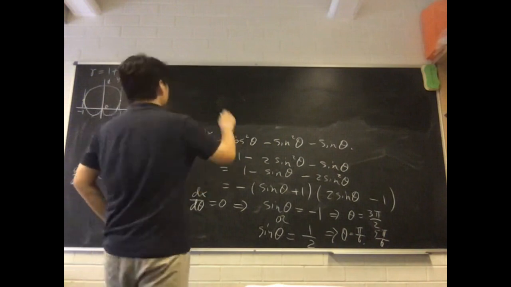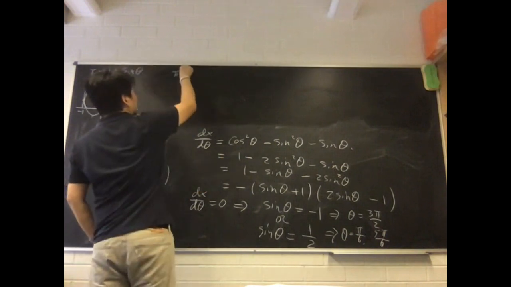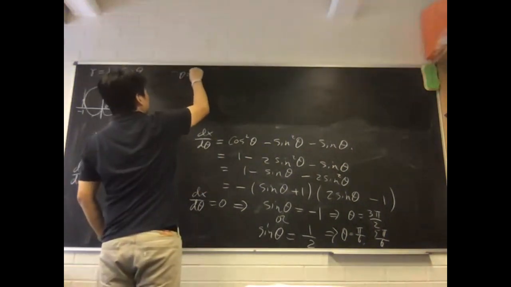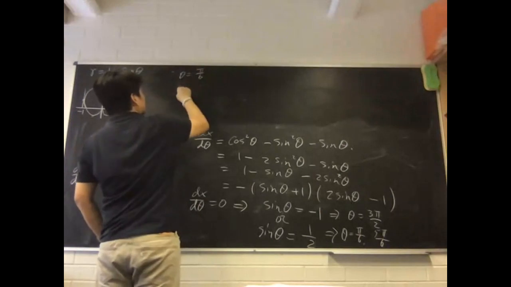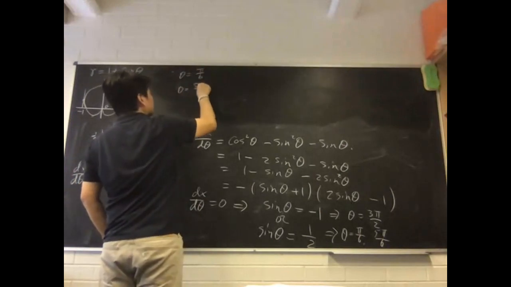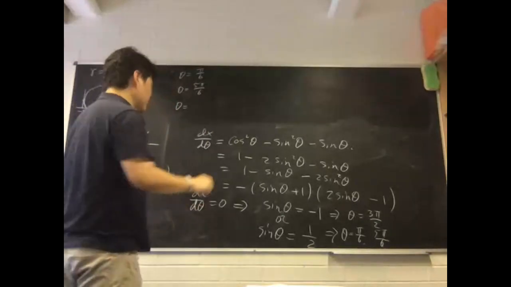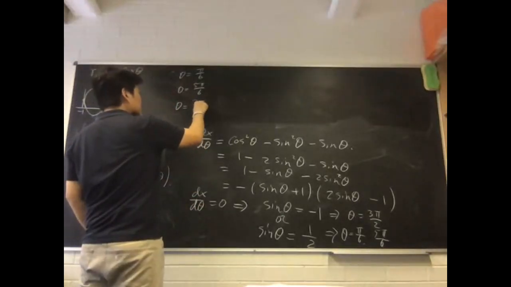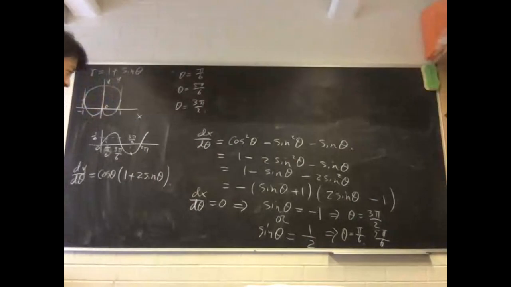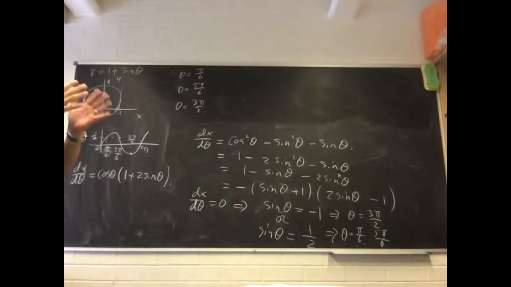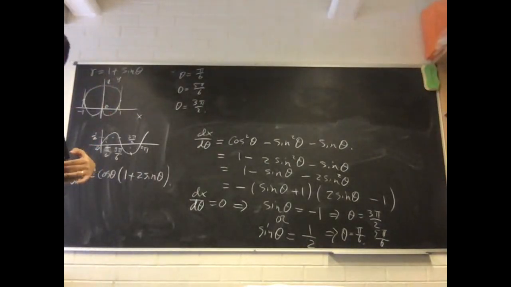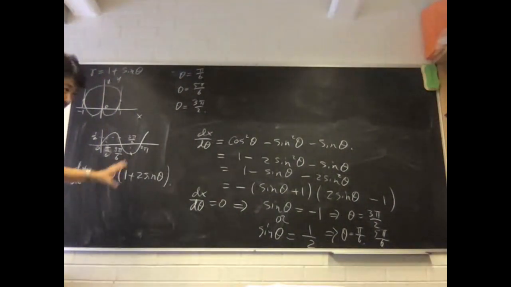So at those three places, theta equals pi over 6, theta equals 5 pi over 6, and theta equals 3 pi over 2, there are three possibilities. If I get something non-zero divided by something that is 0, then I certainly get infinity. Then I'll have a vertical tangent.